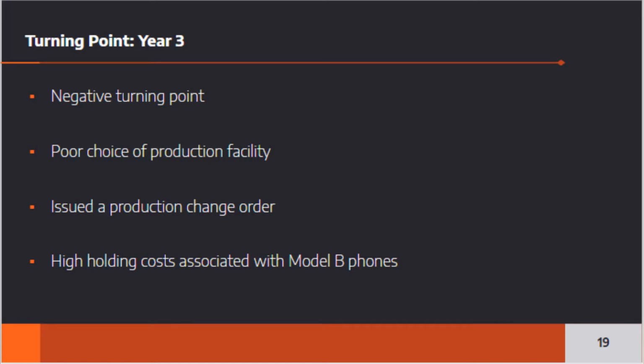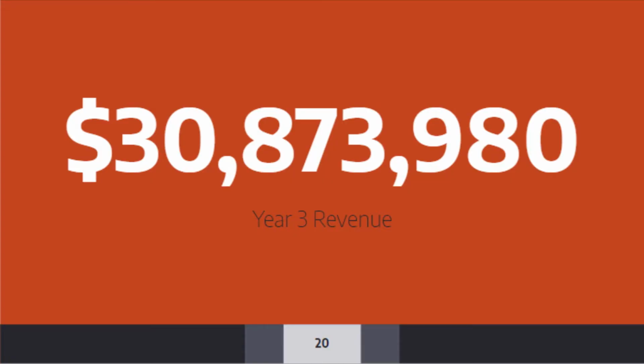Our third year performance was not strategically worse than our second, but did result in the lowest profit yet. We were just recovering from a poor production facility selection in our second year and ended up making a similar mistake this year. We at first wanted to completely eliminate the Pretty Close facility in favor of another production facility. But when we discovered we couldn't do that, we had to issue a production change order to move 10,000 units of production from the far away facility to the Pretty Close facility. We also overestimated demand for Model B phones, which brought with them holding costs that dented our profit, leaving us with $30,873,980 of profit at the end of the third year.